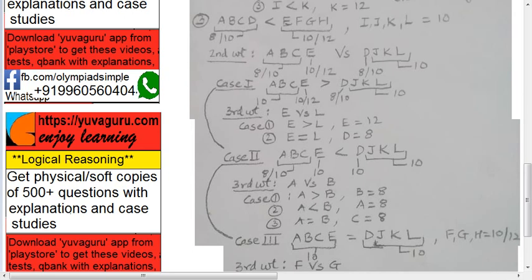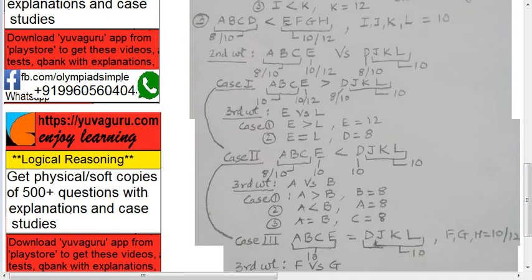This is easier. A versus B, third weighing. Now if A is greater than B, then B equals 8, because 8 or 10 only. If A is less than B, then A equals 8. If A equals B, then C equals 8. So case 2 of this, ABCE less than DJKL, is over. Now third case is this: ABC equals DJKL.